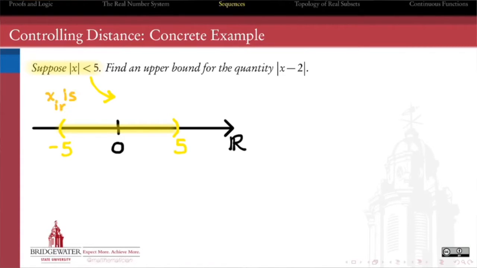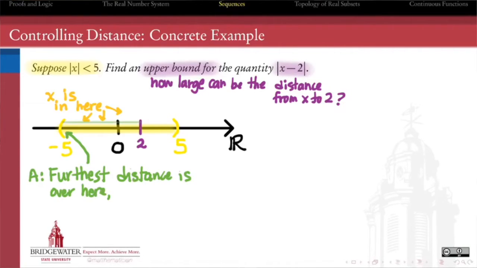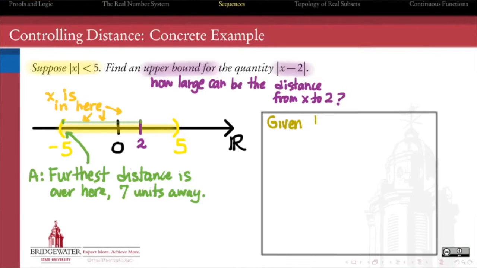Here's a concrete example. Suppose that the absolute value of x is less than 5. That means that x is anywhere within a 5-unit radius of 0. The question is, how far away from the point 2 can x be? My diagram kind of gives away that the furthest point away from 2 is going to be the point at the left-hand endpoint of the shaded interval, which is over at -5. So the furthest possible distance is probably 7 units, but let's take a step back.